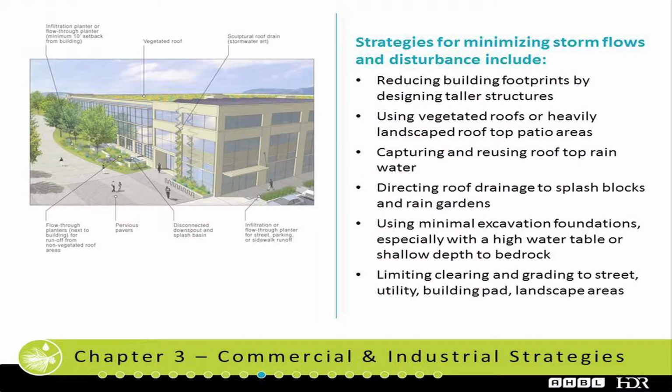Use of minimal excavation foundations, especially in areas where you have a high water table or shallow depth to bedrock. Obviously this is not a BMP that would lend itself to retrofit. It would be more for new development projects. But minimal excavation foundations are an excellent way to make a site buildable where it might otherwise not be buildable using traditional foundations, and to also preserve the hydrology of the site. Limit clearing and grading to the street, utilities, building pad, landscape areas, etc. So we want to try to minimize clearing and grading of the site in order to get all these facilities in there.